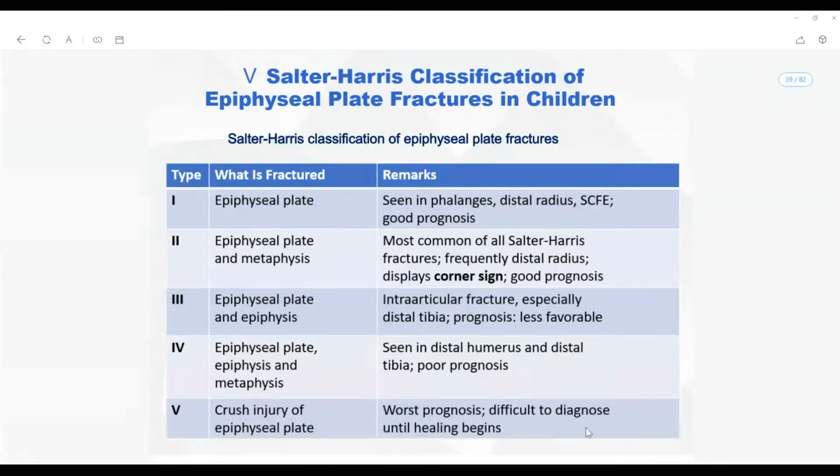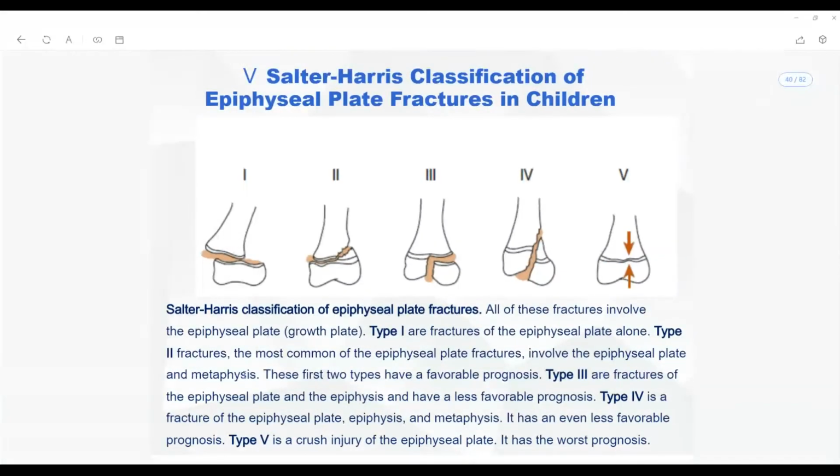Are these points clear for Salter-Harris classification? Remember, this is a very important chapter to understand. You will be learning it again in orthopedics, pediatric orthopedics, but the basis comes from radiology itself. So better you learn it in detail here, so that it will not be difficult in the later chapters.